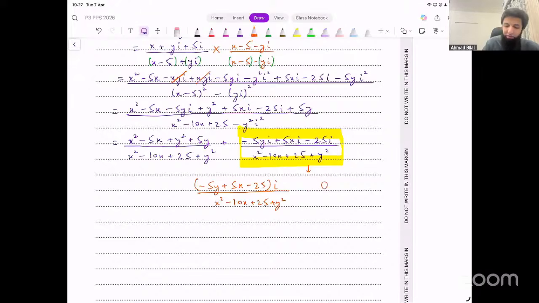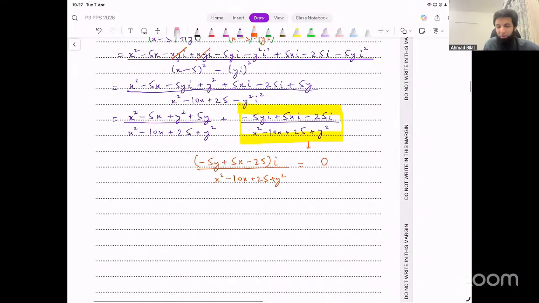Now, when you put this equal to 0, what happens to the denominator? That will go to the other side and get eliminated. 0 into anything is 0. What are we left with? Just the numerator. Iota will also get eliminated, right? So what we essentially end up getting is that minus 5y plus 5x minus 25 must be equal to 0. We can divide the whole thing by 5 to simplify this further, and that gives us minus y plus x minus 5 equal to 0, or you can say y is equal to x minus 5. This is one equation that we're getting in terms of x and y.